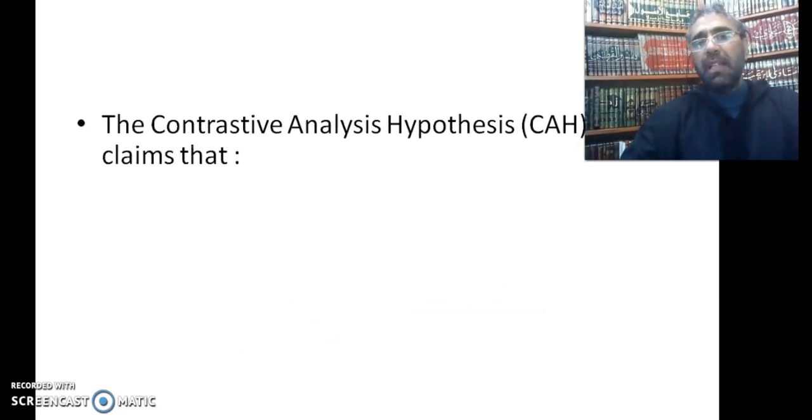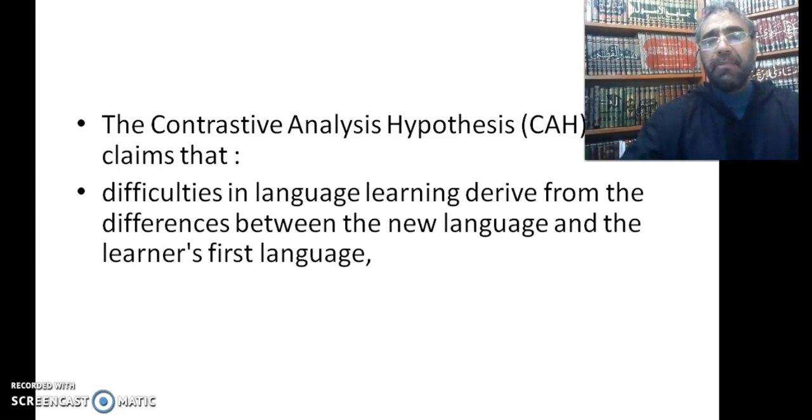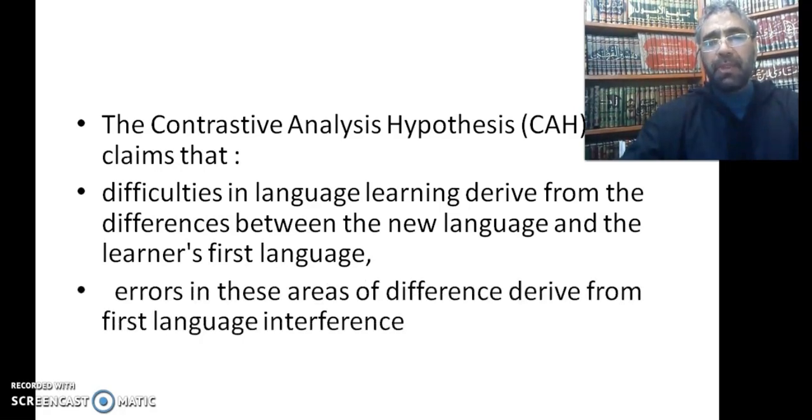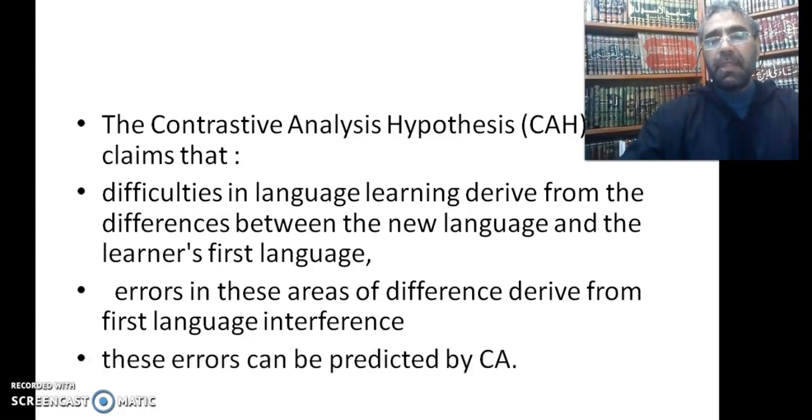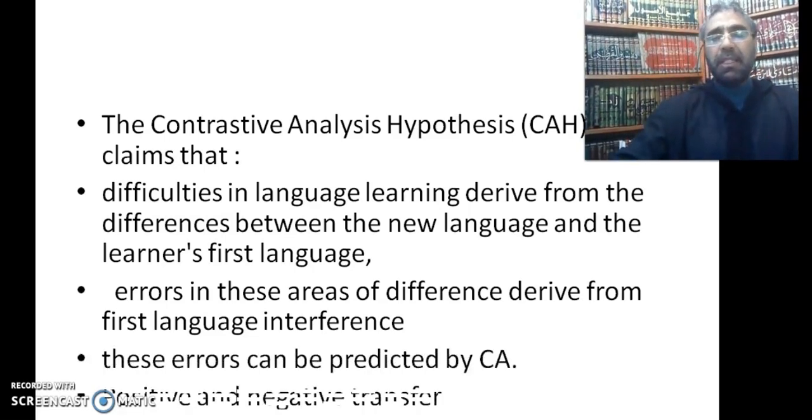The contrastive analysis hypothesis claims that difficulties in language learning derive from the differences between the new language and the learner's first language. Errors in these areas of difference derive from first language interference. These errors can be predicted by contrastive analysis. Positive and negative transfer.